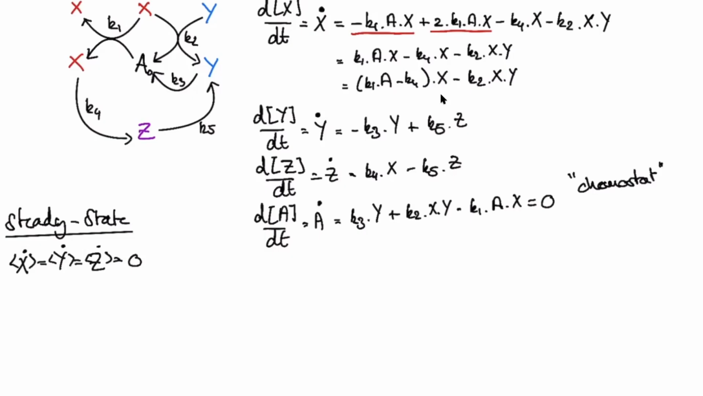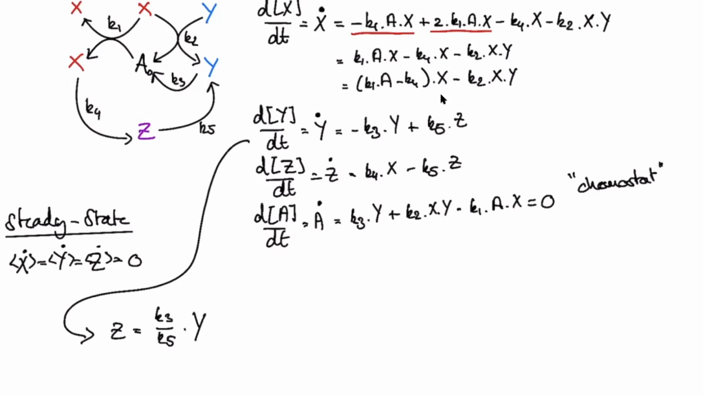Okay, so let's see how we can solve that. From, let's say, the second equation, let me look. Yes, so from here, we can see that Z equals K3 over K5 times Y.